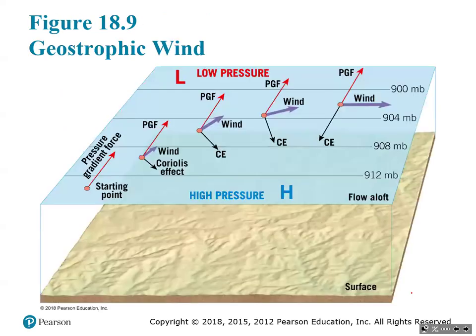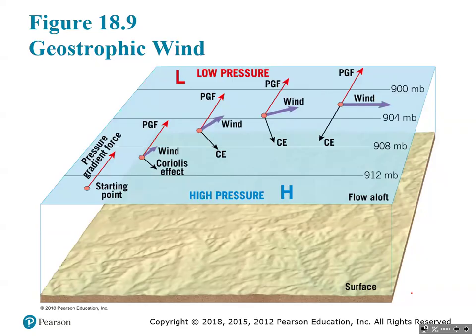So what happens with geostrophic wind is you have some wind that starts like this, there's pressure gradient force, so the wind starts going this way. Pushed by the pressure gradient force, it goes faster, the Coriolis effect gets bigger and bigger, until eventually the pressure gradient force and the Coriolis effect balance each other out, and the wind travels parallel to the isobars.